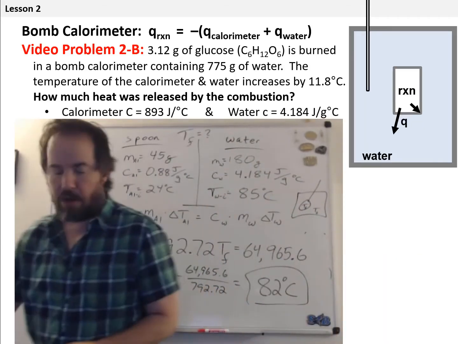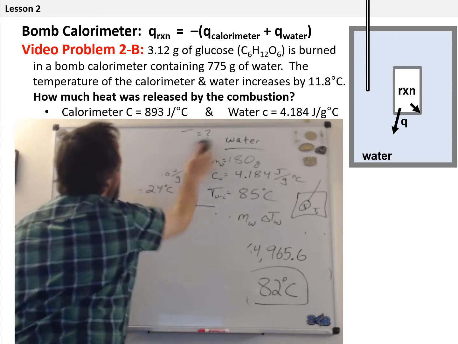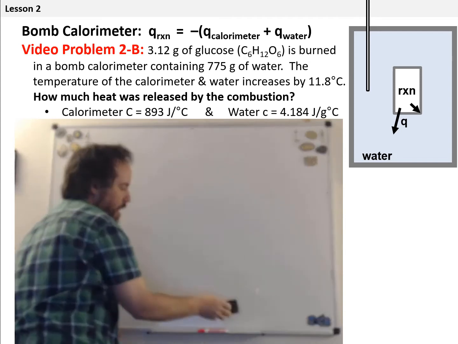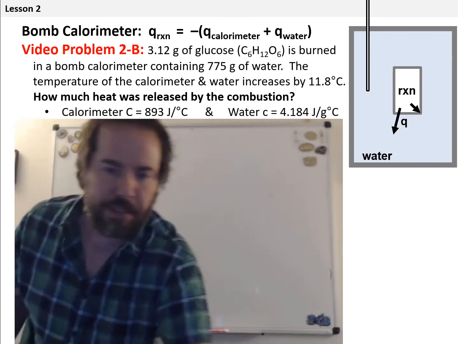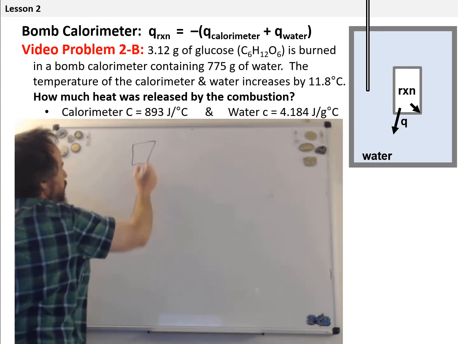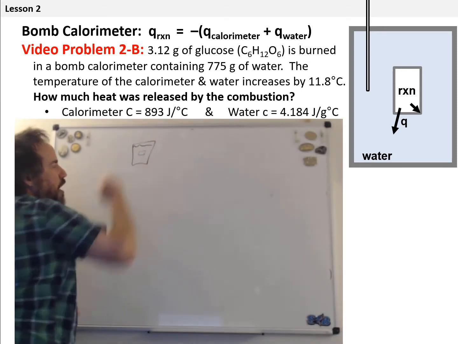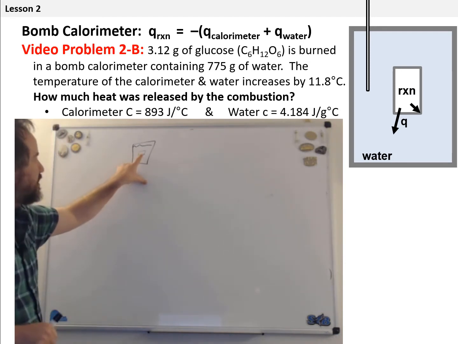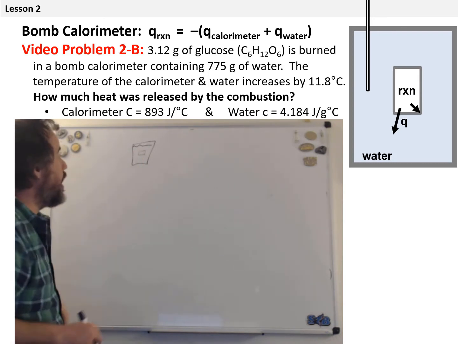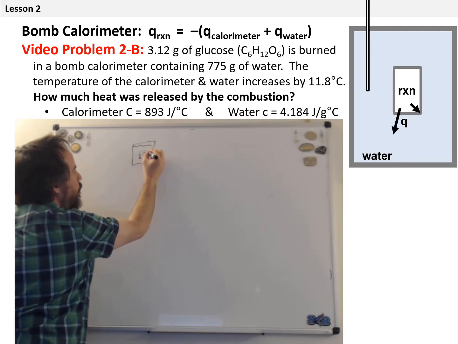All right, so video problem 2B is a bomb calorimeter problem. Before we do this, let's make sure we understand the difference between a bomb calorimeter and a normal calorimeter. In a normal calorimeter, such as a coffee cup calorimeter, I would just have some water in a coffee cup, and then I'd have something. That could be a piece of metal, or it could be a reaction. And heat's either going to go out or go in.